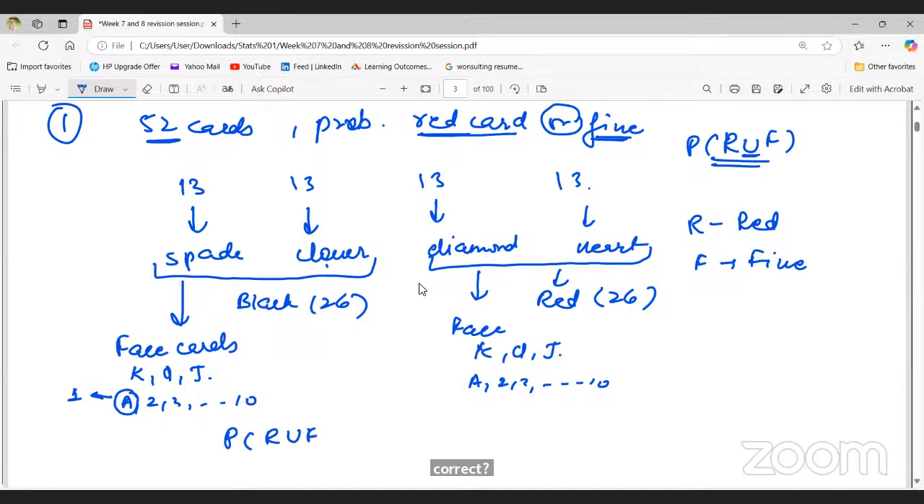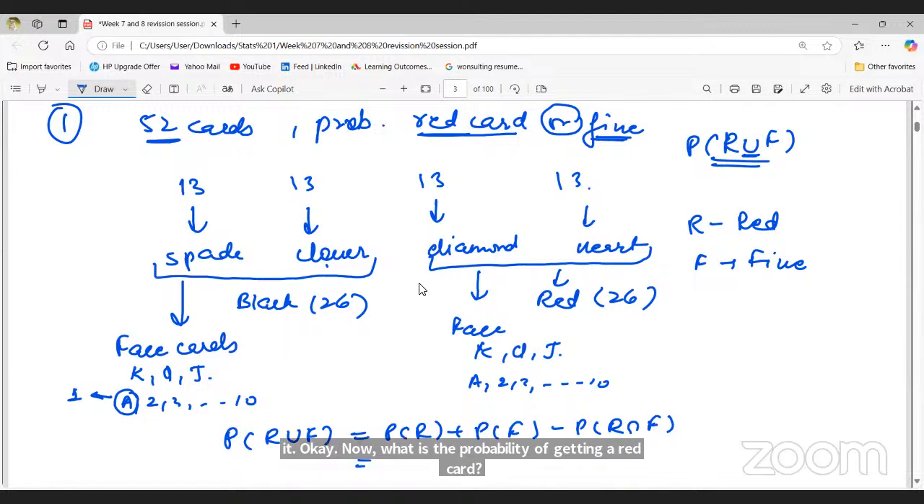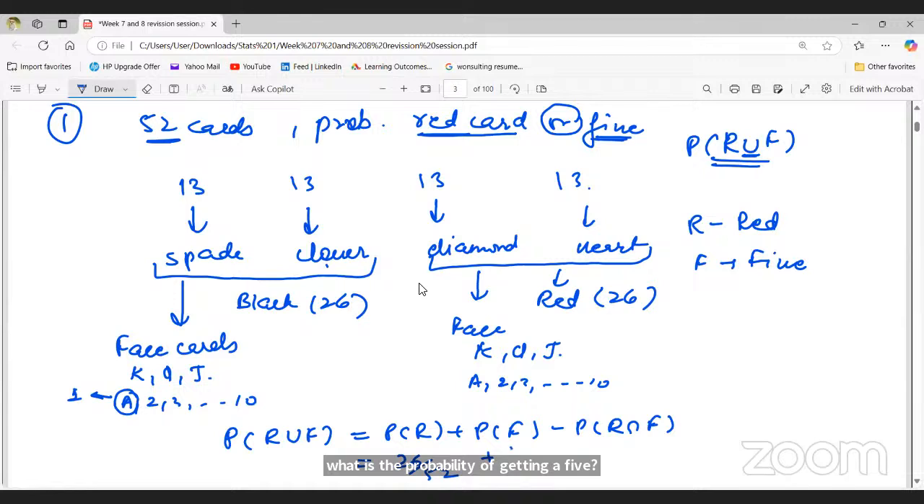Probability of R union F would be equal to probability of R plus probability of F minus probability of R intersection F. Now what is the probability of getting a red card? 26 by 52, 1 by 2. What is the probability of getting a 5? 4 by 52. And the probability that it is a 5 and it is a red color? 2 by 52.